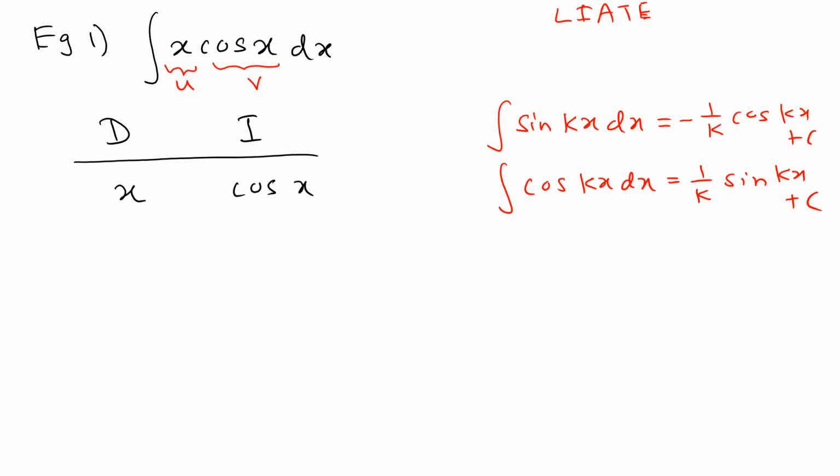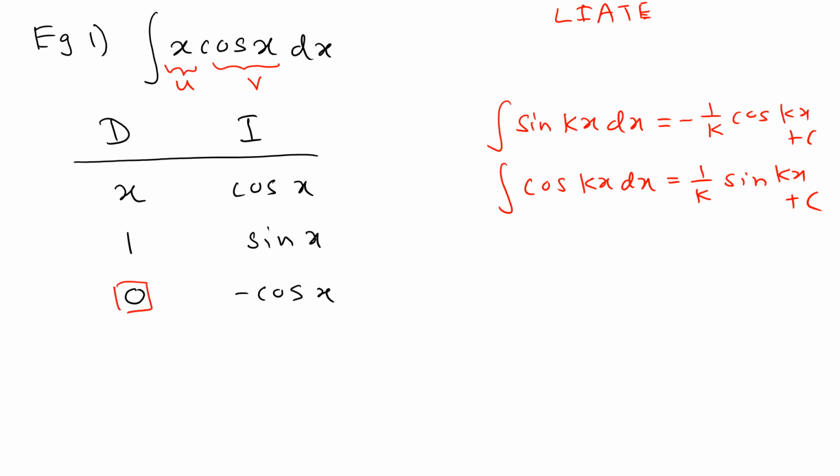We take the integral, we take the derivative, and we take the integral. The integral of cosine is sine, so it is sine x. And then again, take the derivative, and then take the integral. So it's a sine, so it's negative cosine. Since we get a 0, we're going to stop.